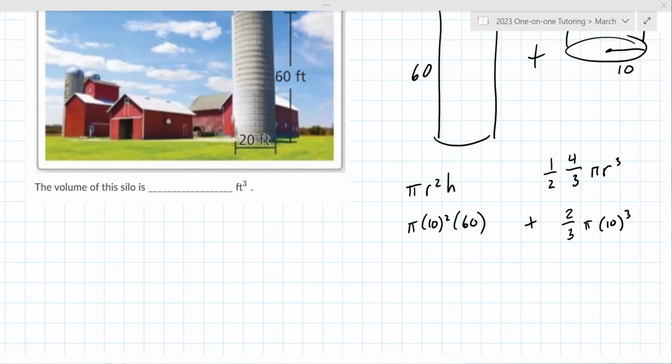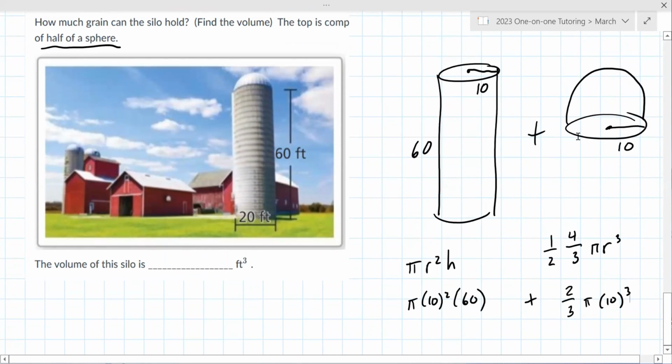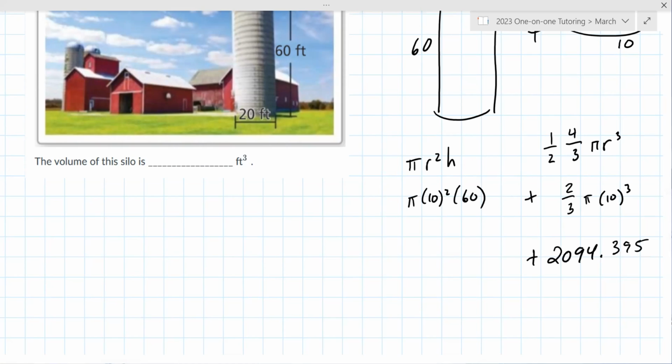I'm going to do it one by one. Okay, I'm happy to check each of those. For the half circle, the hemisphere, I got 2094.4. Go out a few more decimal places since you're going to add, let's go out to 3 decimal places, because you're going to add. 0.395. Good, and then do the same thing for the other.